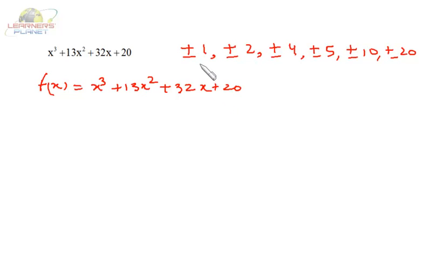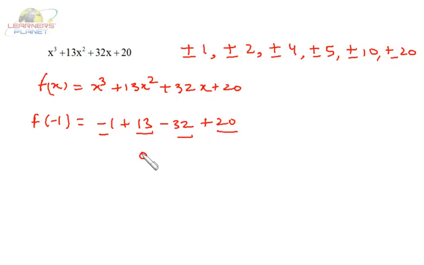First of all, let's take the value of x as minus 1. So f of minus 1 is equal to minus 1 cube, that is minus 1. Then it is 13. Then 32 into minus 1 is minus 32 and it's plus 20. So 20 plus 13 is 33 and it is minus 33. So we are getting 0. That means if we put x equal to minus 1, we are getting 0. That means x plus 1 is a factor.